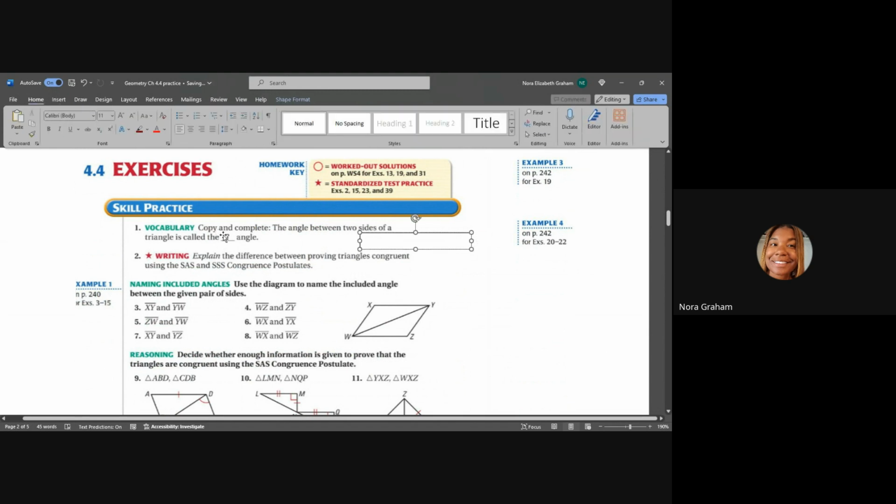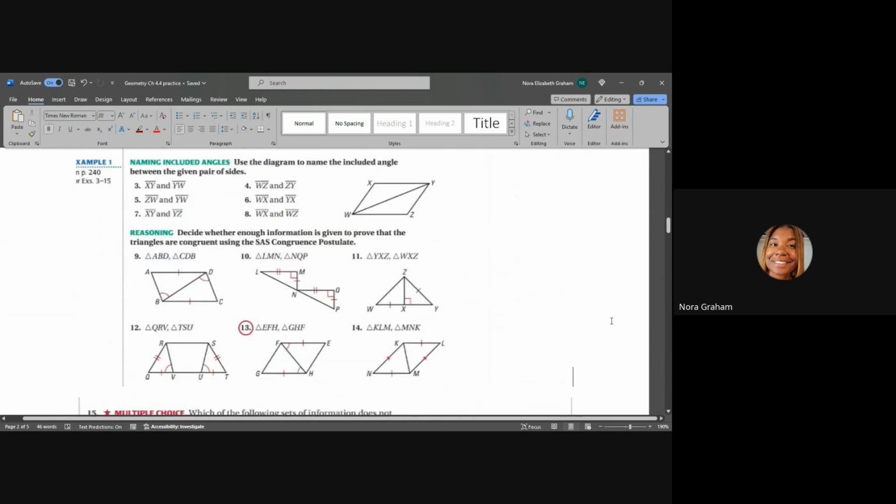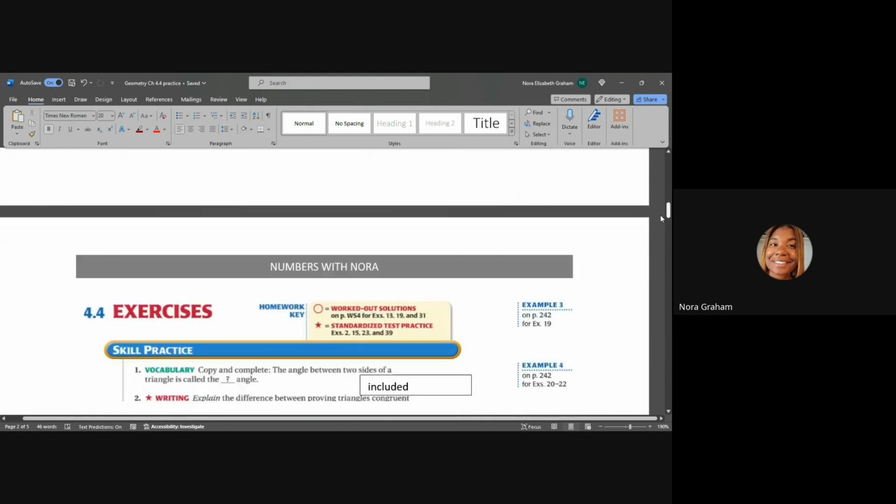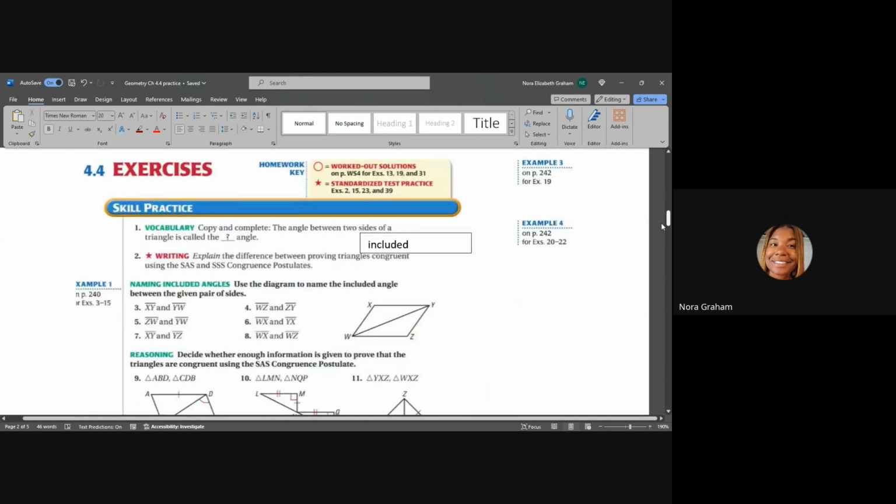Number 1 says copy and complete: the angle between two sides of a triangle is called the included angle. We call it the included angle because that's the angle that's in between those two sides when we use the side angle side postulates. All right.